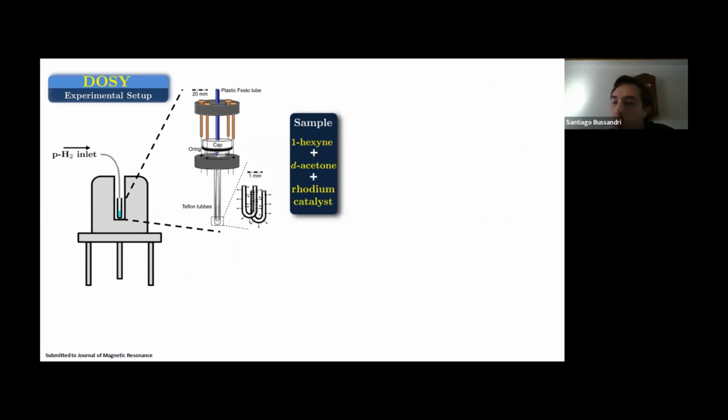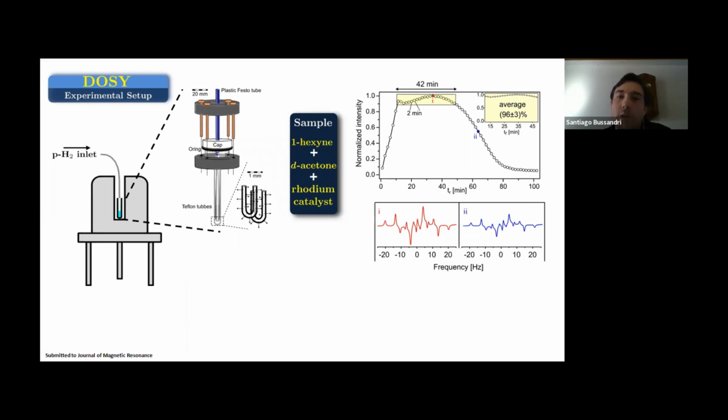So we have the sequence, which changes our sample to the reaction mixture. This is the mixture: 1-hexene plus the deuterated acetone and the rhodium catalyst. In order to execute our diffusion experiments, we need an amount of time around 6 or 7 minutes of constant polarization. So we monitor the reaction, acquiring with the PhD FIP every 2 minutes.